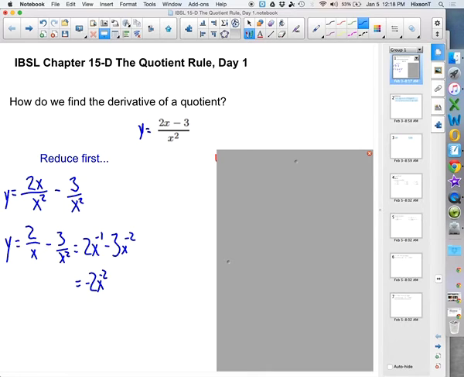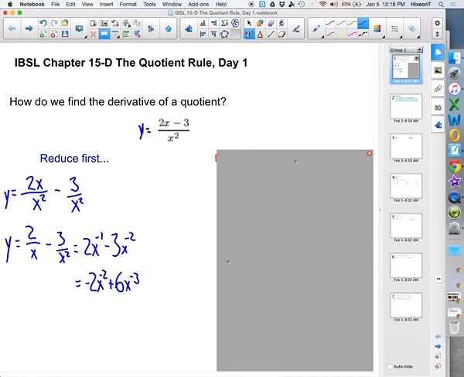And then what's the derivative of minus 3x to the negative 2? 6x to the negative 3. Negative 2 times negative 3 would be positive 6. And then we subtract 1, so it would be negative third.